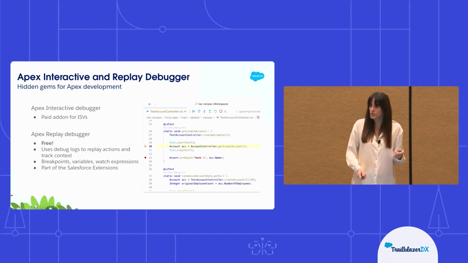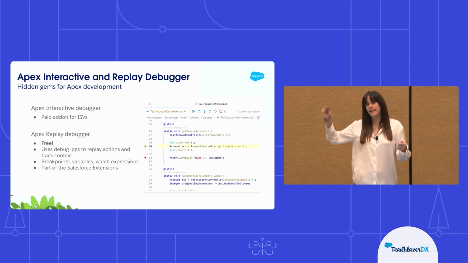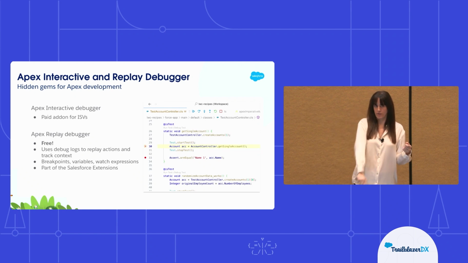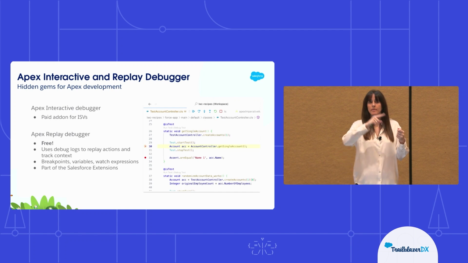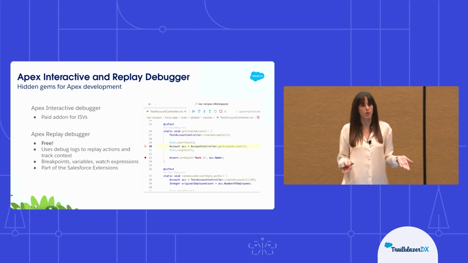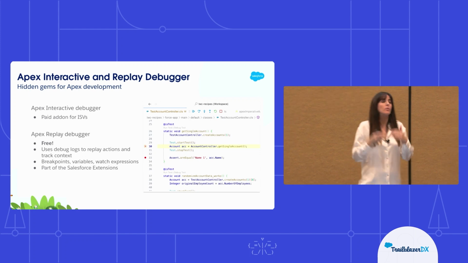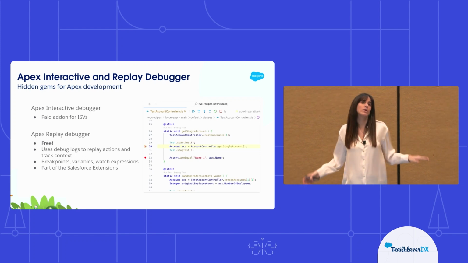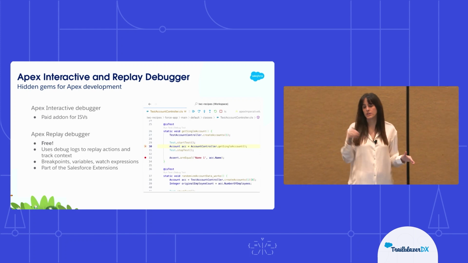Why? Because how it works is it takes your debug logs, it downloads them from your org, and then it replays them so that it can stop in the different breakpoints that you have in your code, and so that you can inspect your variables and more. It is completely free, so everyone can use it, and comes installed with the extensions.